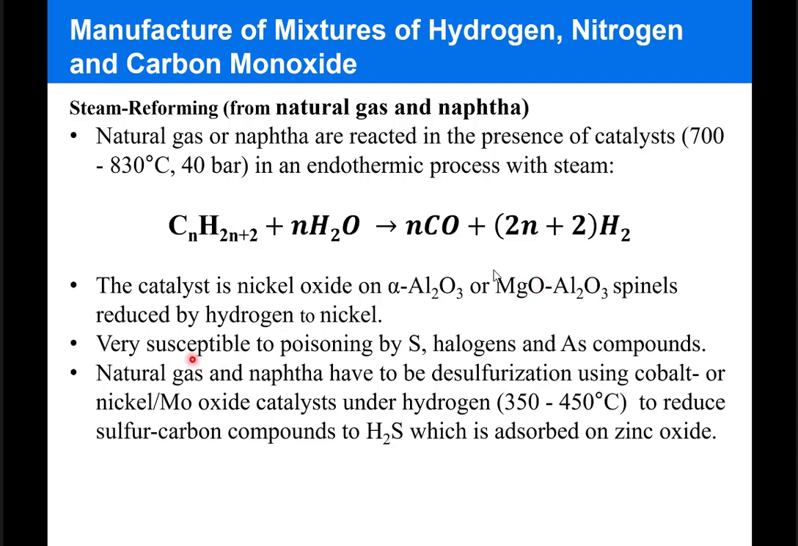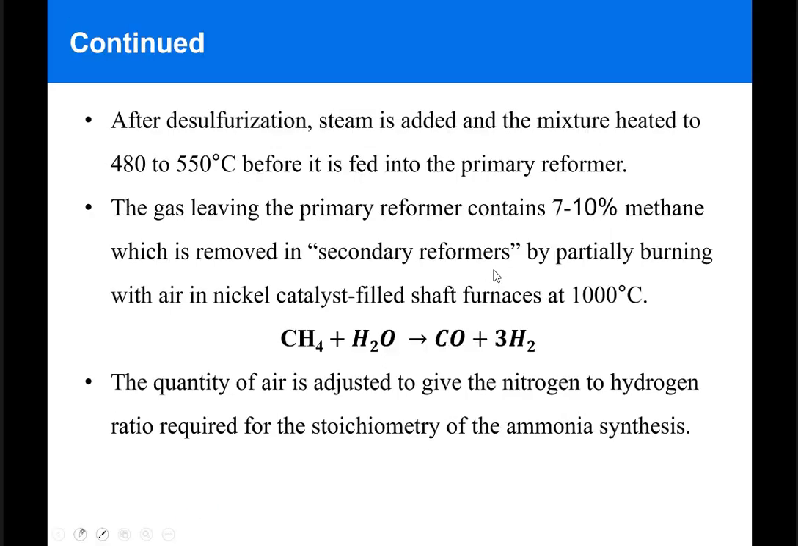This catalyst is very susceptible to poisoning by sulfur and halogens as well as arsenic compounds. Therefore, the precursor of natural gas or naphtha has to be desulfurized using cobalt or nickel over molybdenum oxide catalysts under hydrogen in order to reduce sulfur containing compounds into H2S that can then be absorbed on the surface of zinc oxide. After the desulfurization process, steam is added to the mixture and heated to 500 to 550 degrees Celsius before it's fed into a primary reformer.